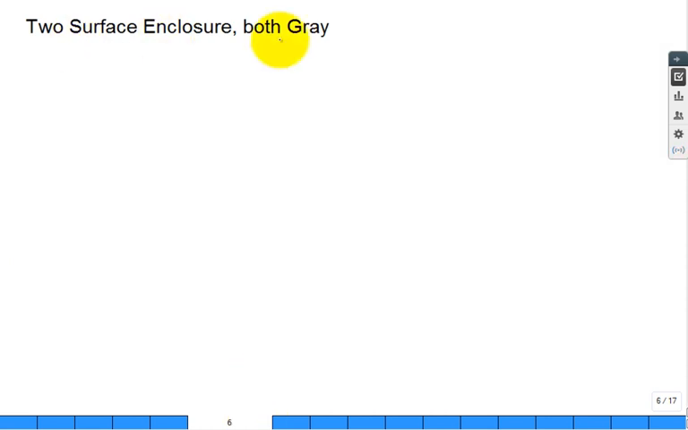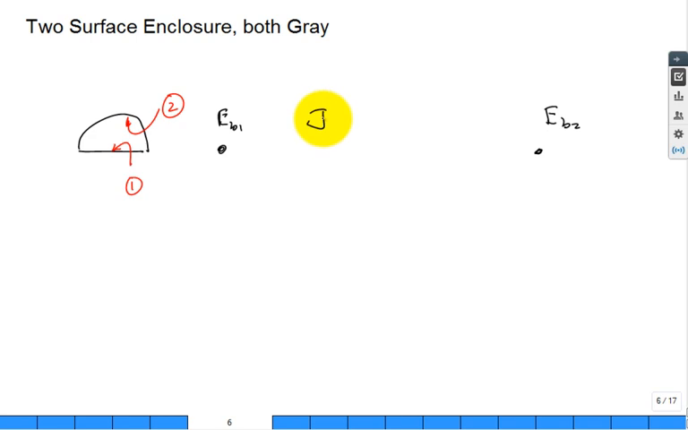Well, what happens if you have gray surfaces? You could do the same thing. You could still have that enclosure like this. Surface 1 down there, surface 2. And what you would have is you'd have not just EB1, you'd also have EB2, but you'd have J1 and J2. You'd have radiosity nodes. And between the radiosity nodes, you'd have the 1/AF view factor, the geometrical resistance.